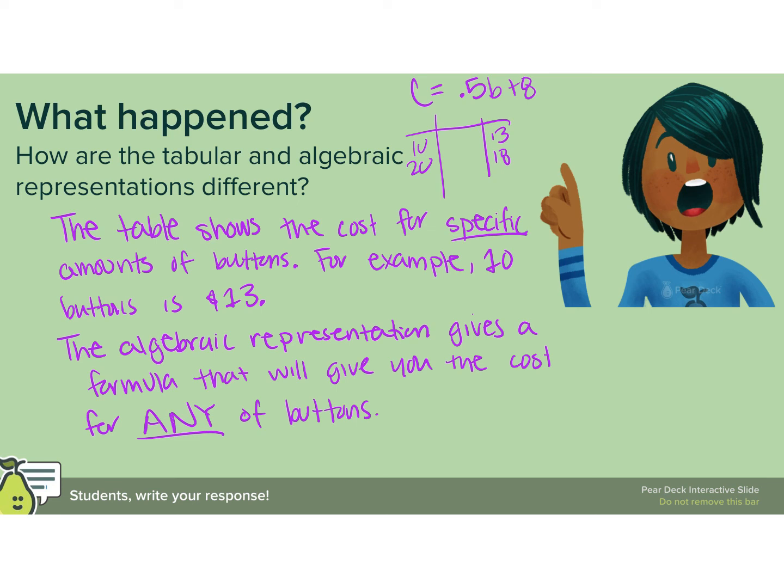So that's the difference. This is kind of a lot to write, but make sure you have that. You need to understand that. That's going to be the same for any table and any algebraic representation. If you know this formula, you can figure out any x value you want. But if you've got a table, you're limited to a very short number of x values.